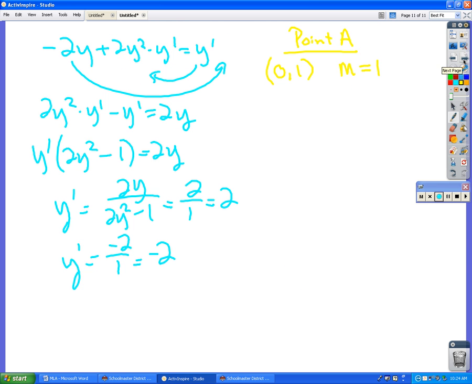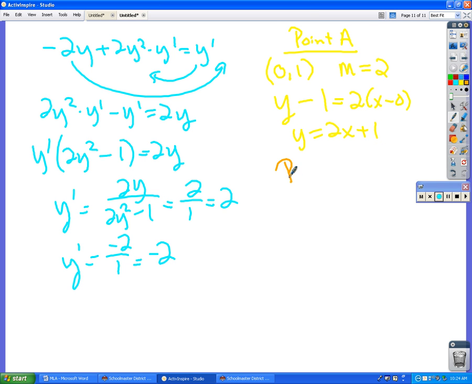Wait, why are you saying the slope is 1? It's 2. Oh, it's 2. Sorry. Okay, so the equation for the tangent line that goes through point A is y minus 1 equals 2 times x minus 0, right? Or y equals 2x plus 1.